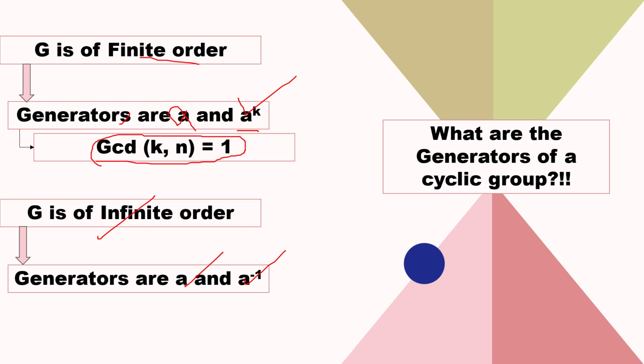All right. And for the part about the finite order, we will be using one of the topics from the number theory basics. So make sure you check that playlist as well, because in that playlist we have already explained what GCD is, that is, the greatest common divisor. With the help of the greatest common divisor, we will be able to prove that for a finite cyclic group, the generator is A raised to k. All right, so let's see.